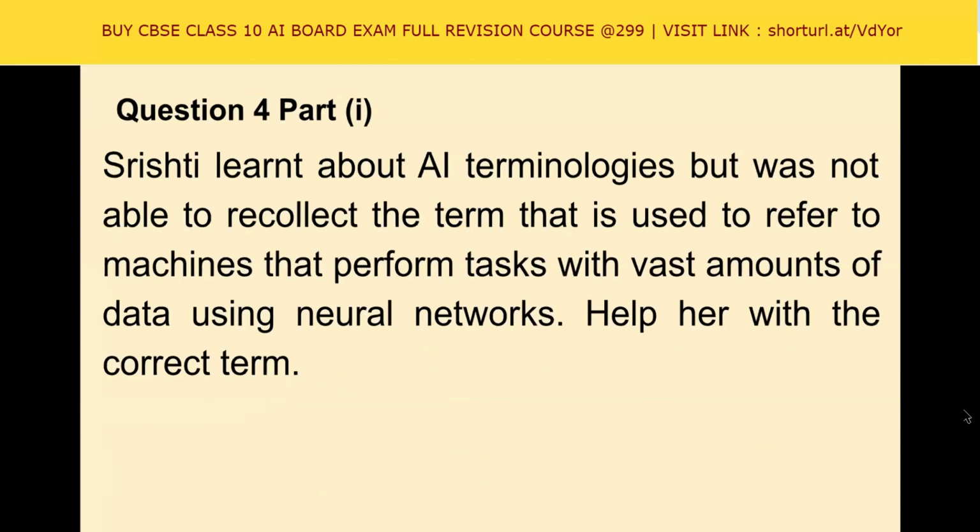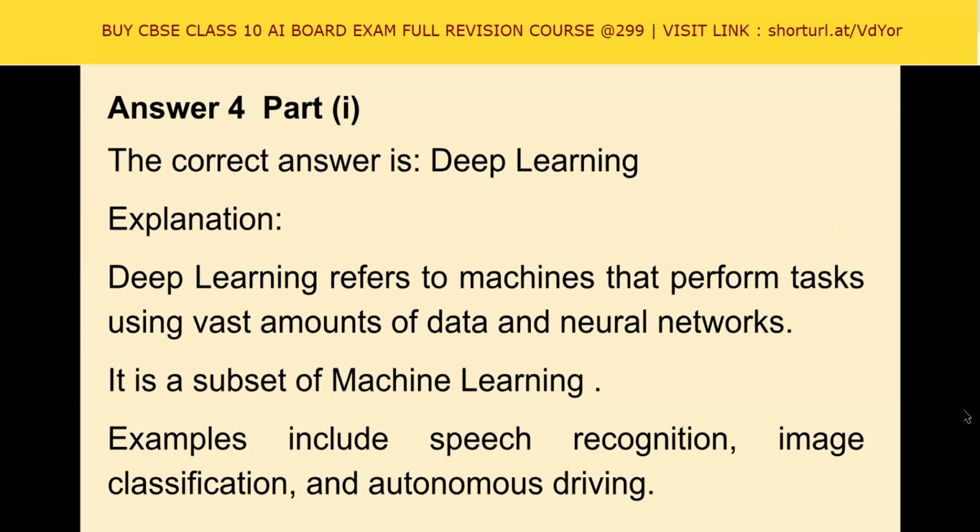Question number 4, part 1, saying Srishti learned about AI technology but was not able to recollect the term that is used to refer to machines that perform tasks with a vast amount of data using neural network. Help her with the correct term. Now you see, whenever the term neural network comes, you should think it is about deep learning, because deep learning is basically associated with neural network, right? So deep learning refers to machines that perform tasks using a vast amount of data and neural networks, and it is a subset of machine learning. Examples include speech recognition, image classification, autonomous driving, etc. Right?